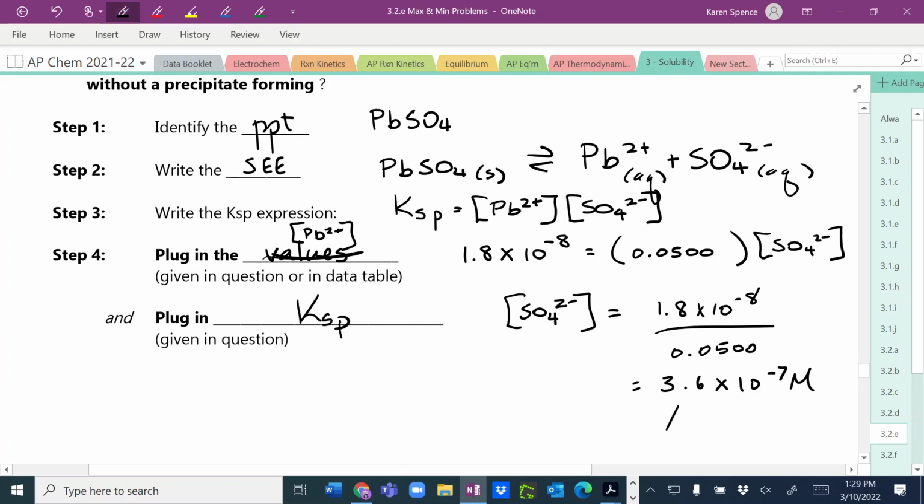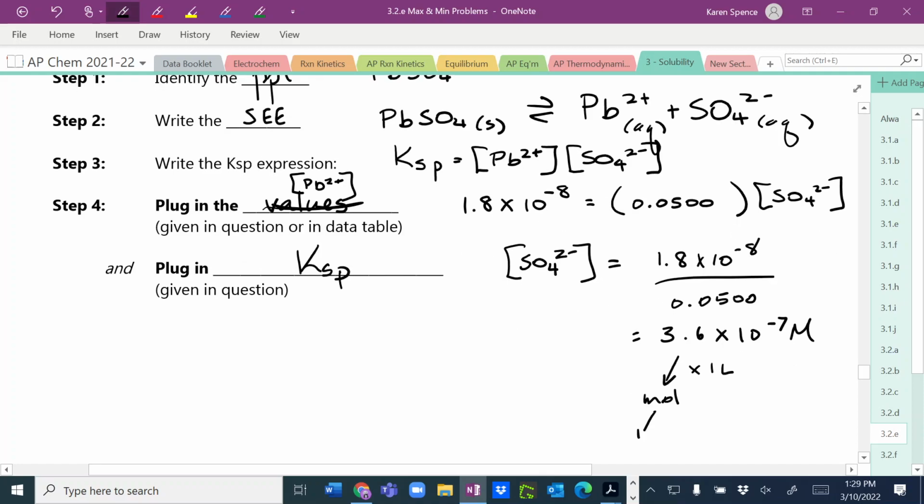Then, because our bell's going to go in about 1 minute, we would convert that to moles times 1 liter, and then convert it to grams times the molar mass. Is that good?